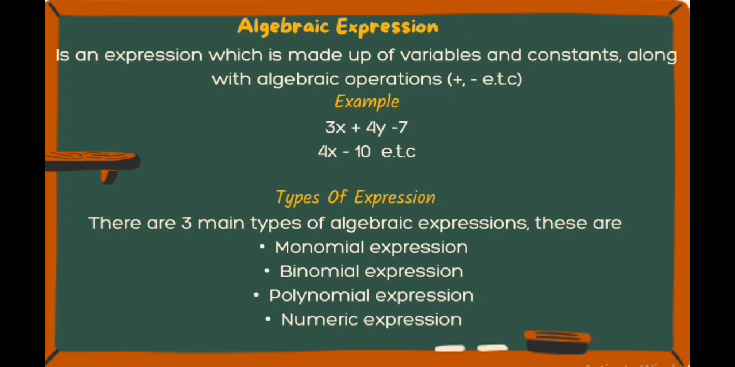Now we have several types of expression. There are mainly three types of algebraic expression. We have monomial expression, binomial expression, polynomial expression. Now another kind of expression that we have is numeric expression. In numeric expression, there are no letters. For instance, we can have 2 plus 3 equals 5. That is an equation. But if we have 2 plus 3, that is an expression.